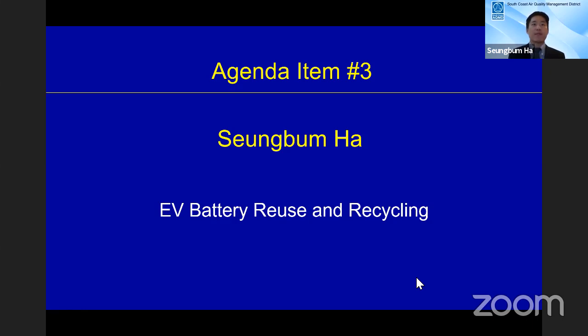Just for my background experience, before I joined AQMD, I was in the chemical engineering division at Argonne National Lab and had researched high energy density lithium-ion battery and cost modeling of battery and fuel cell for transportation and stationary applications. I'm happy to have an opportunity to share my research and experience for lithium-ion battery today.